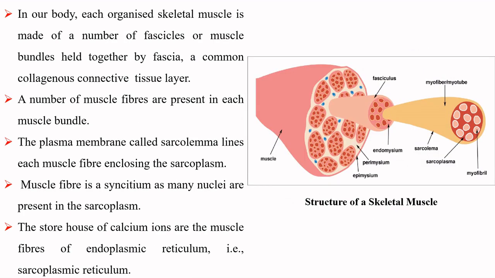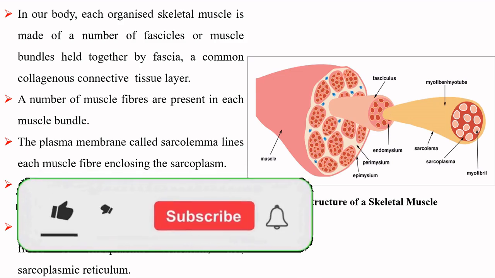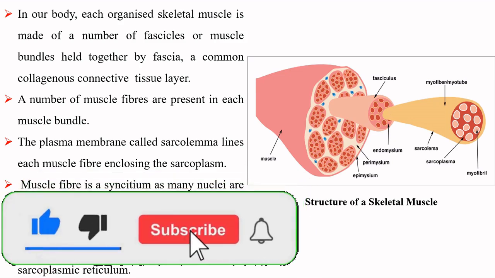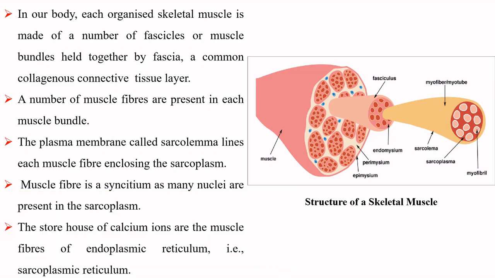In our body, each organized skeletal muscle is made of a number of fascicles or muscle bundles held together by fascia, a common collagenous connective tissue layer. A number of muscle fibers are present in each muscle bundle. The plasma membrane called sarcolemma lines each muscle fiber, enclosing the sarcoplasm. Muscle fiber is a syncytium as many nuclei are present in the sarcoplasm. The storehouse of calcium ions in muscle fibers is the endoplasmic reticulum, that is, the sarcoplasmic reticulum.